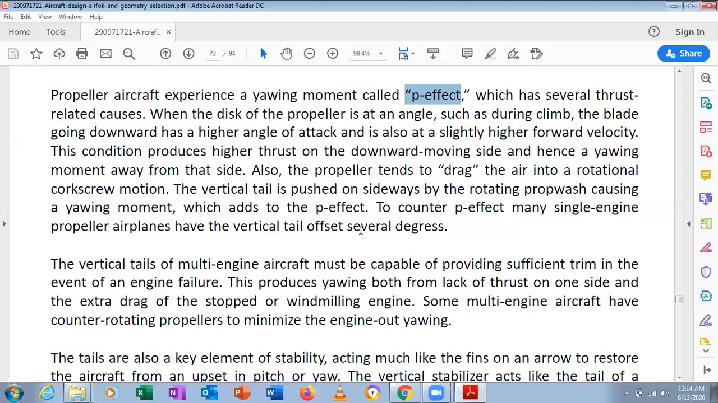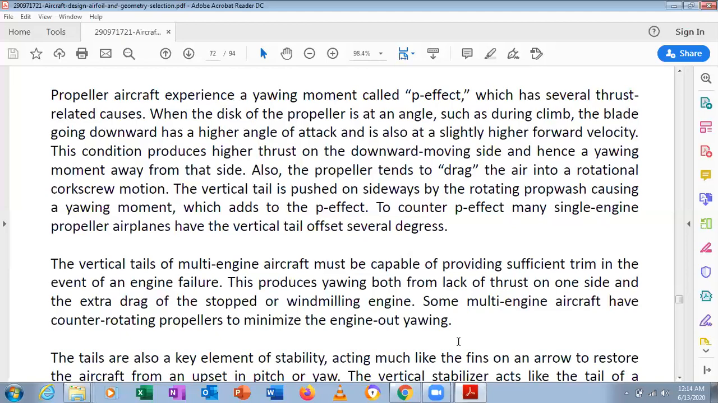And vertical tails of multi-engine aircraft must be capable of providing sufficient trim in the event of engine failure. This produces yawing, both from the lack of thrust on one side and the extra drag of the stopped, windmilling engine. Therefore, some multi-engine aircraft have counter-rotating propellers to minimize the engine-out yawing. Otherwise, one side will have more weight and the other less, which may lead to imbalance of the aircraft. To avoid that, we have to take care of these effects.